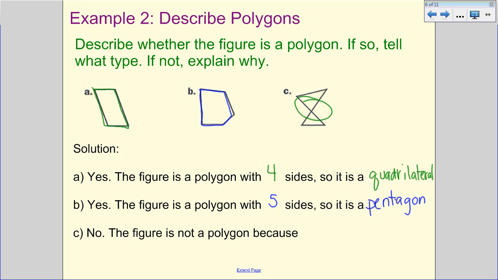You cannot have sides intersect. Notice they're not meeting, they completely cross. So this side crosses this side. So we can't have them intersect like that. They can only meet at an endpoint. All right? So checkpoint 1.